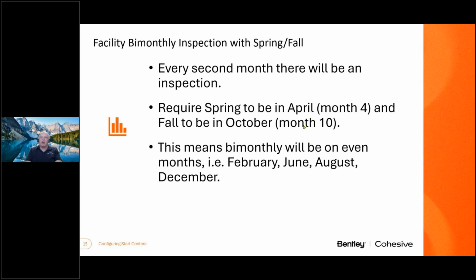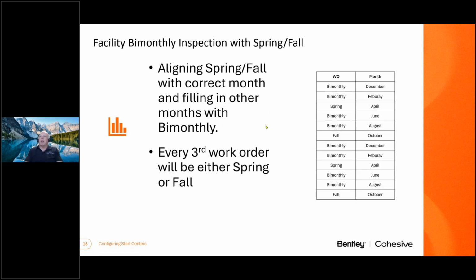So February, June, August, December is going to be when I want my monthly inspection to come out. I created a little table on the side here and I put in the spring in April, I put the fall in October, and then I filled in the other rows with bi-monthly. Okay. This allows me to identify that the spring is going to come out every third and the fall is going to be every sixth. So that sets my sequence numbers. Bi-monthly is 1, spring is 3, fall is 6.